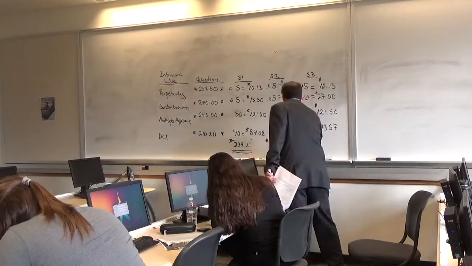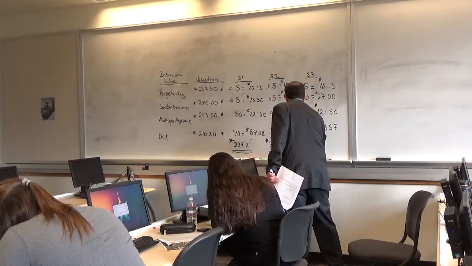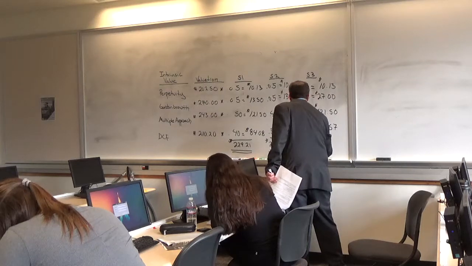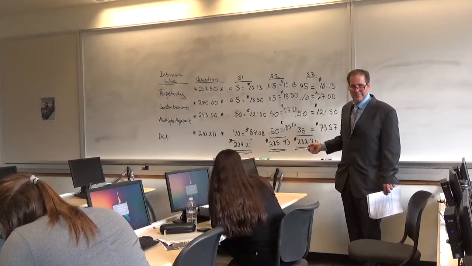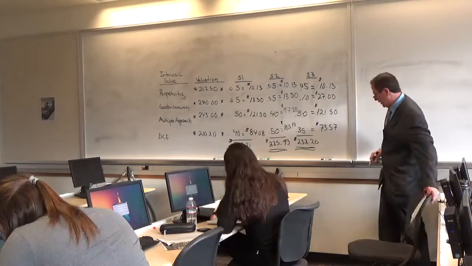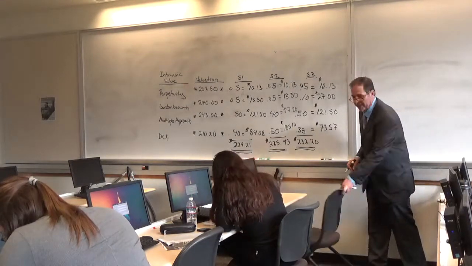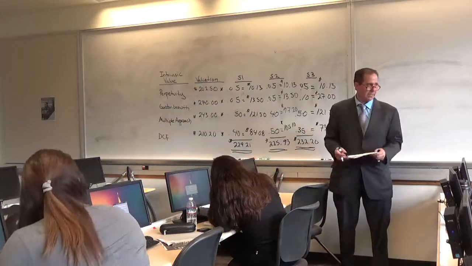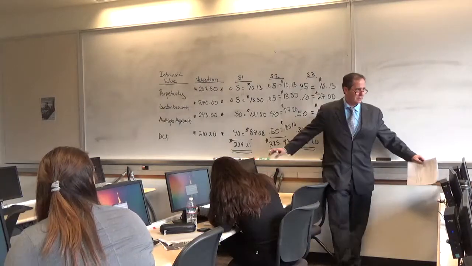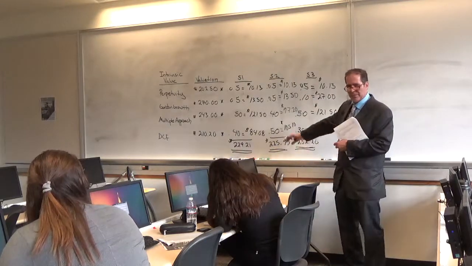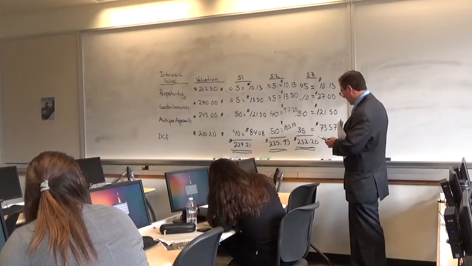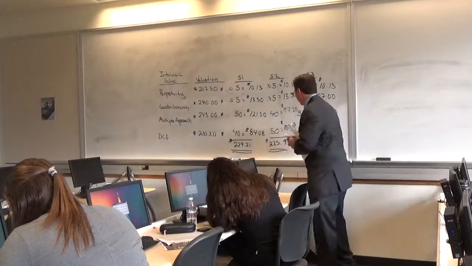232.20. The intrinsic value of 232.20, using what method? Weighted average. And then what did we decide? What scenario we'd like the most? Scenario 2, because it doesn't matter what the value is. It's the methodology that's important.